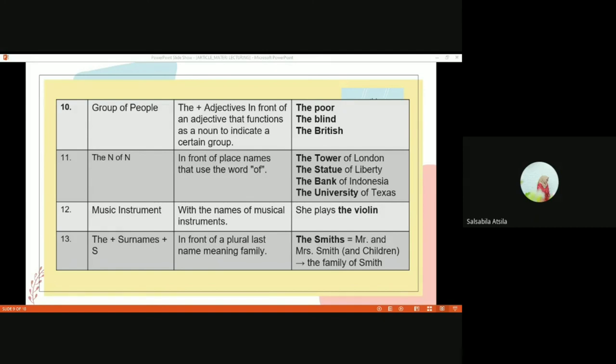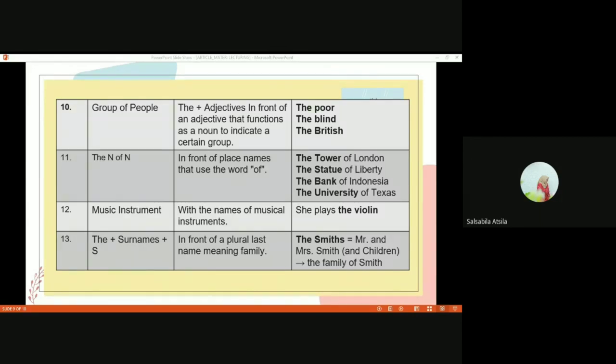And then next, when we mention a musical instrument, with the names of musical instruments. For example, she plays the violin, right? And then the last, the person's name plus subject. In front of a plural family name meaning family. For example, the Smiths, the meaning is Mr. and Mrs. Smith and children, or meaning the family of Smith.